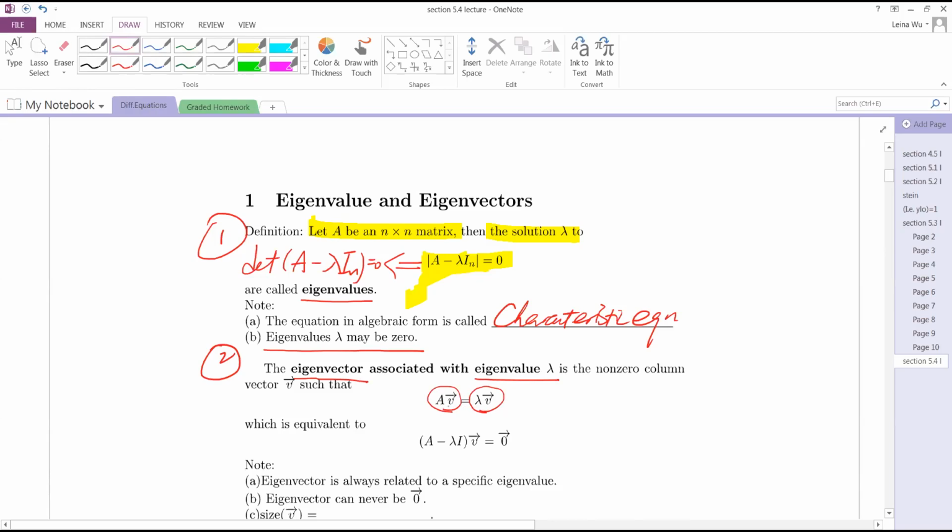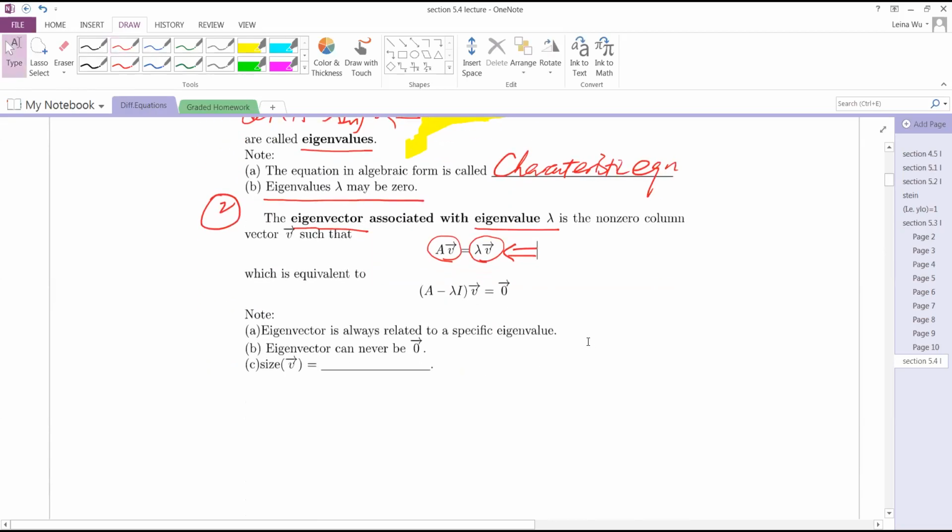You guys recall, if you do matrix multiplication, you have to do multiplication and summation. However, if you just do scalar multiplication, you'll just need to distribute the lambda to each individual component of that vector V, right? So the eigenvalue and eigenvector have this benefit. This equation can be changed to A minus lambda I times vector V equals 0. This is how you find the eigenvector V, right?